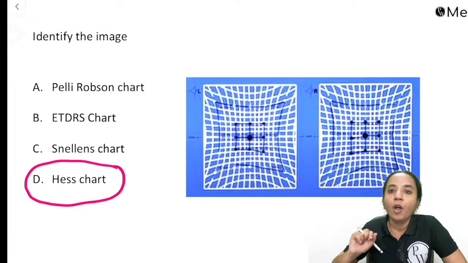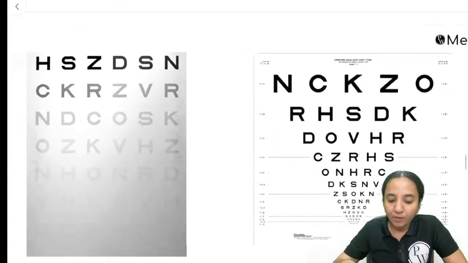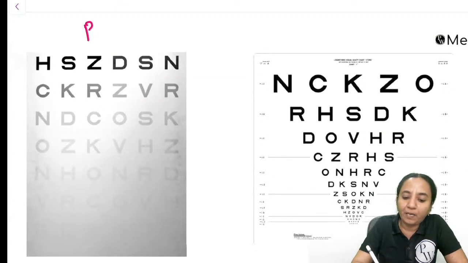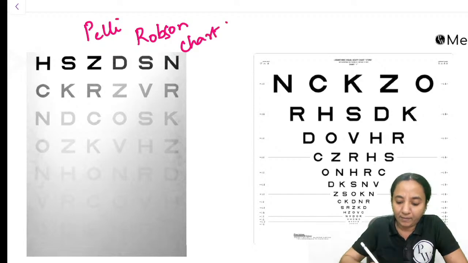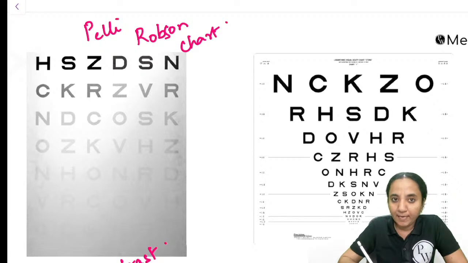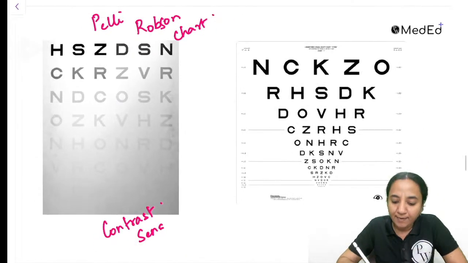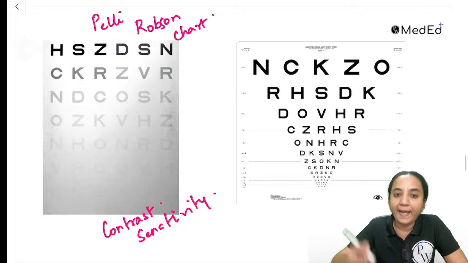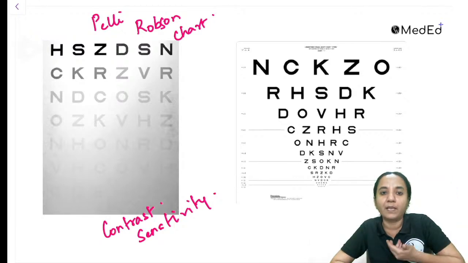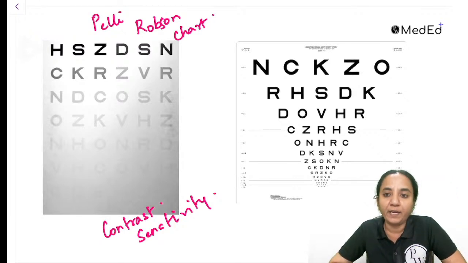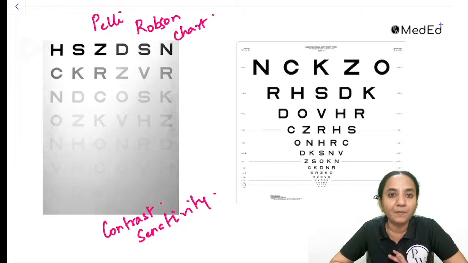Now I just want you to have a look at the other charts. So see, what is this chart? This is the Pelli-Robson chart, and it is a chart for contrast sensitivity. In this chart, you can see that the letters become progressively fainter as you go down. The upper letters are much brighter and easy to identify, and as you go down, the letters become more difficult to identify because the contrast or brightness becomes lesser. So this is your Pelli-Robson.